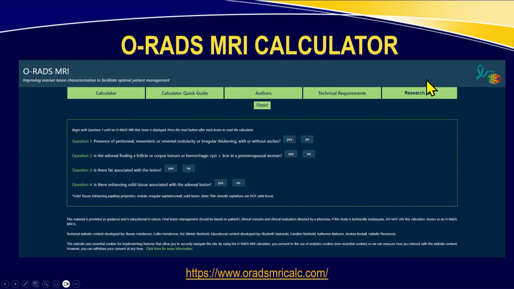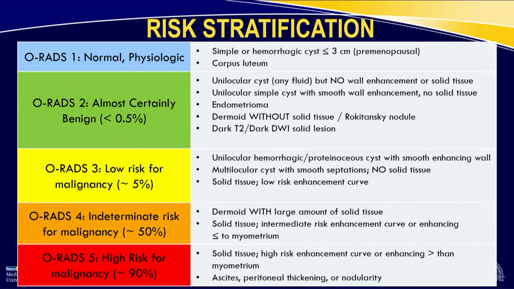And that was a lot of words, but it gets really great because this is your O-RADS MRI calculator. So those last 5 slides you don't have to memorize. This is really game-changing. This was a calculator developed by Liz Sadowski and Caroline Reinhold, and their brilliant sons did all the coding. And this is online. So that series of questions that I just went through, it asks you that, and then at the end, it spits out a score. So how great is that? Which means that you really have to understand the lexicon and what the different lexicon means and how to pick that up on imaging. So this is really the risk stratification.